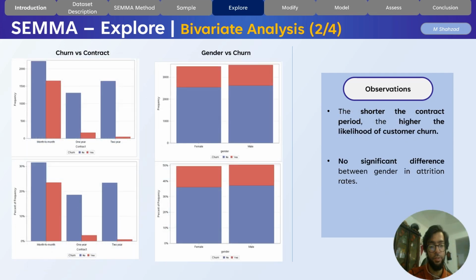From this graph, we can understand the relation of churn with the length of contract and gender. There are three types of contract length: month-to-month, 1 year, and 2 year. Customers who have a shorter contract length have a higher rate of churning, and customers who have a longer contract, like 1 year or 2 year, tend to churn much less. We also haven't found any significant difference in churn rate between genders. Both have nearly the same rate of churn.